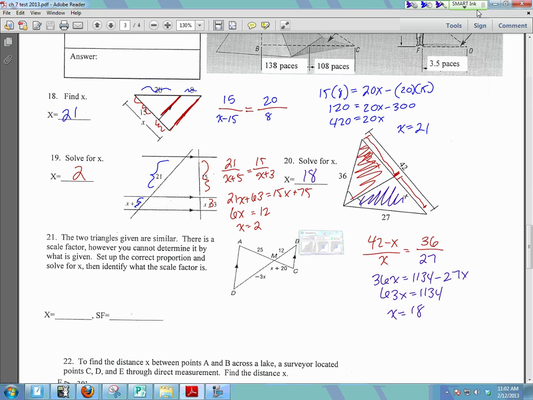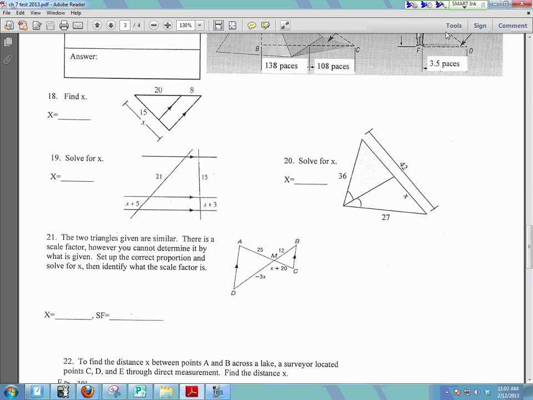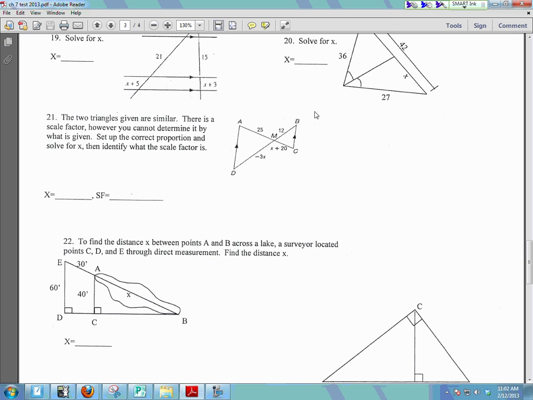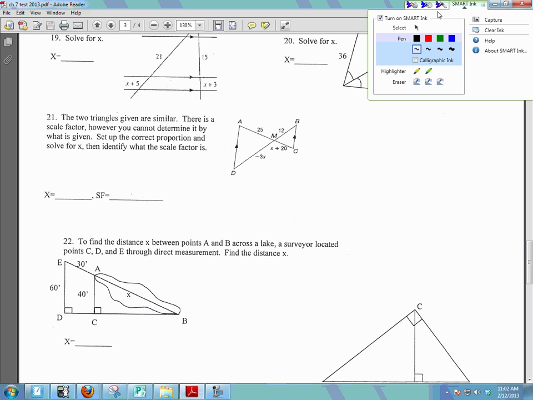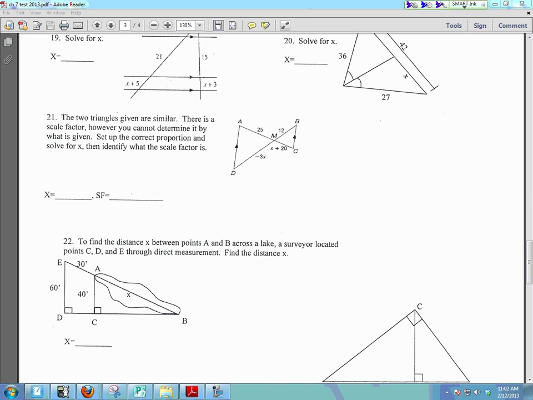Moving on to the next one. Clear this. Again, we've got two triangles here that are similar. Come up with x and the scale factor. So I'm going to go ahead and say that angle there is congruent to that one because of alternate interior angles, and then we've got those two angles congruent. I'm going to leave this triangle here on the left the same way, but I'm going to take this triangle on the right and redraw it so that it's in the same orientation as the one on the left.